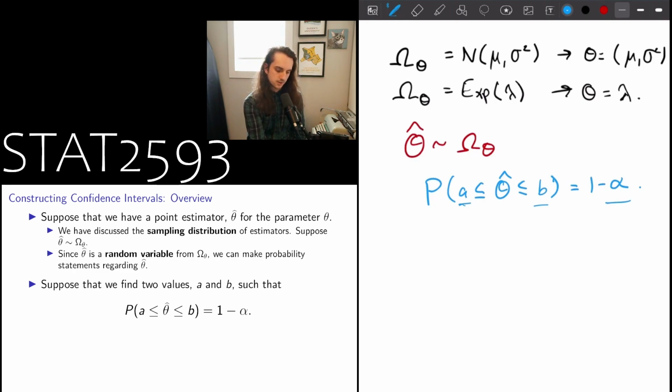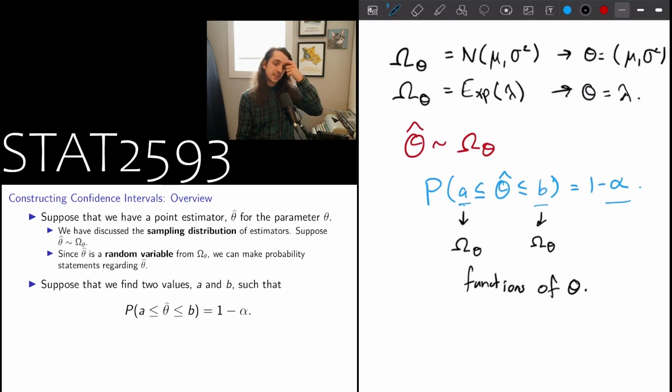And in particular, what we're going to see is that generally A and B are both going to depend on the distribution and the parameters, right? So these are going to be functions of theta. And so if you knew the distribution, then you could compute this probability statement here, and you could find these endpoints that are going to be functions of theta.